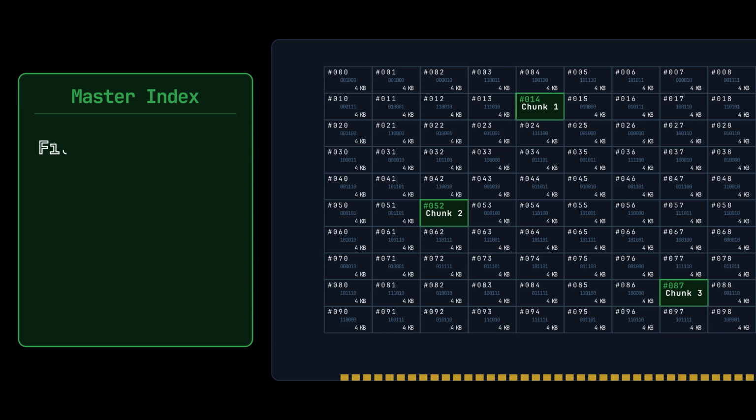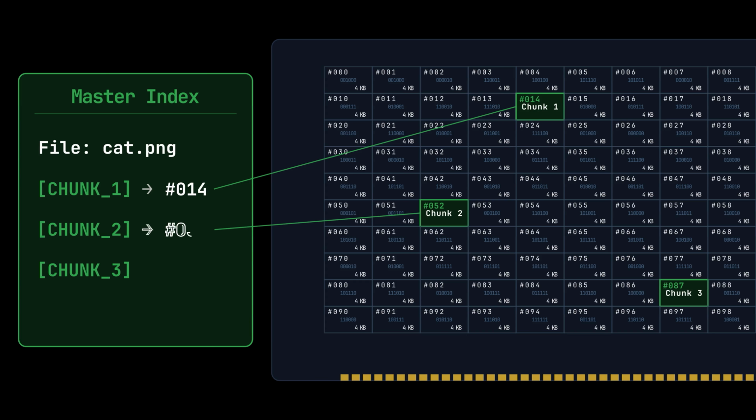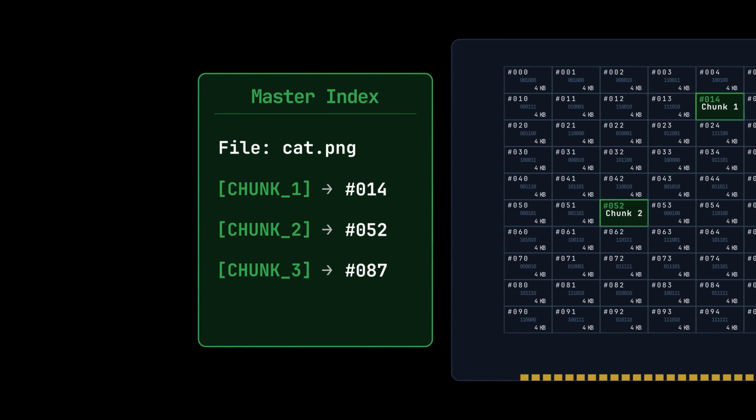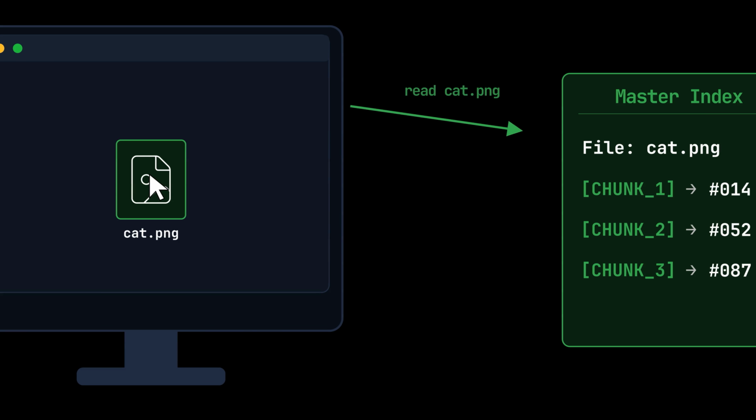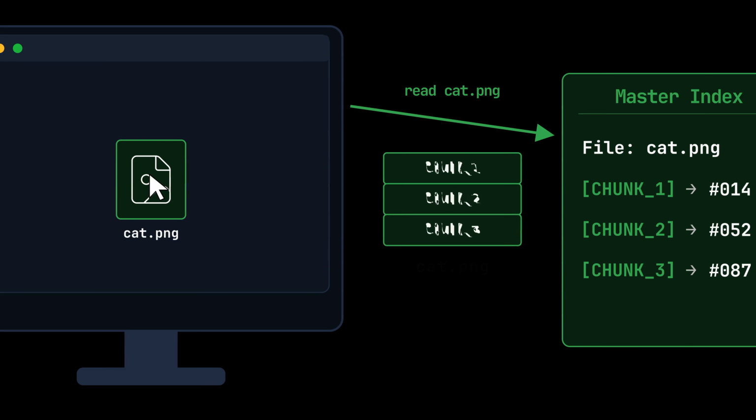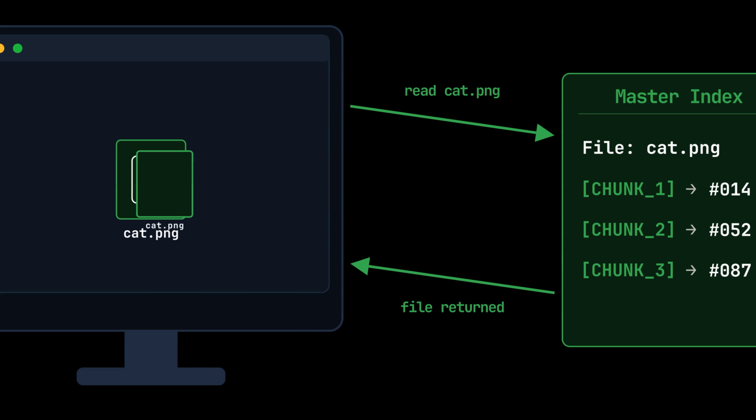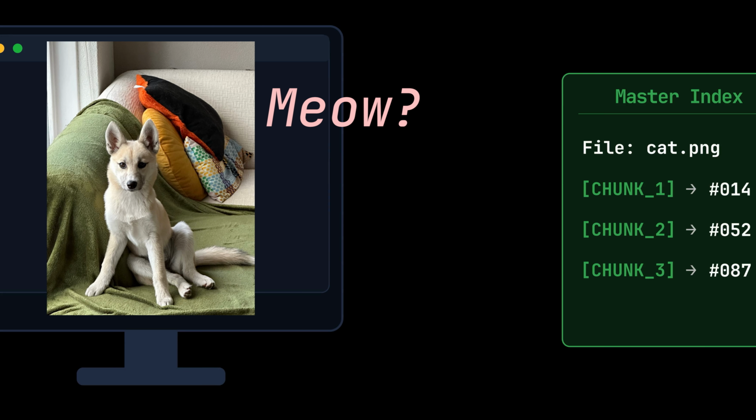This means every file in your file system is a record in the master index, with the information about all of the chunks that make up that file and the block number where each chunk is stored. So when you click on cat.png, the record of those chunks is retrieved from the master index, assembled, and sent back to your operating system to show it to you.